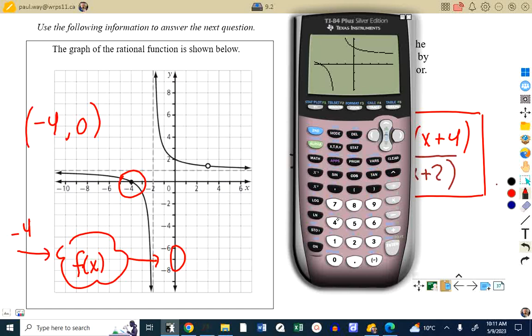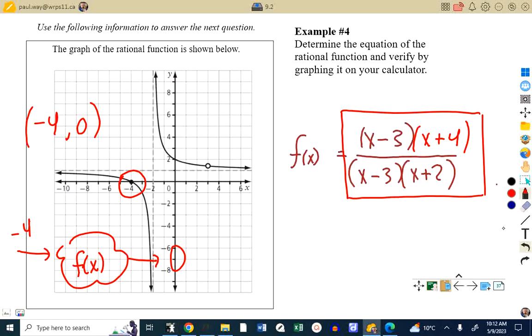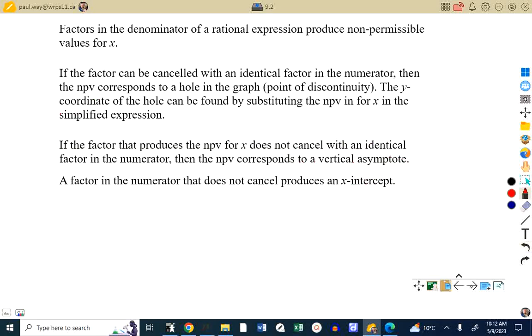And the thing that's going to puzzle some of you is some of you will look at these questions and go, well, how do I take into account the horizontal asymptote? And the answer is you don't. It happens. Okay? If you build your function by putting factors that are non-permissible in the denominator and identical factors in the numerator if there's a hole, and factors for an x-intercept in the numerator, the horizontal asymptote finds itself.